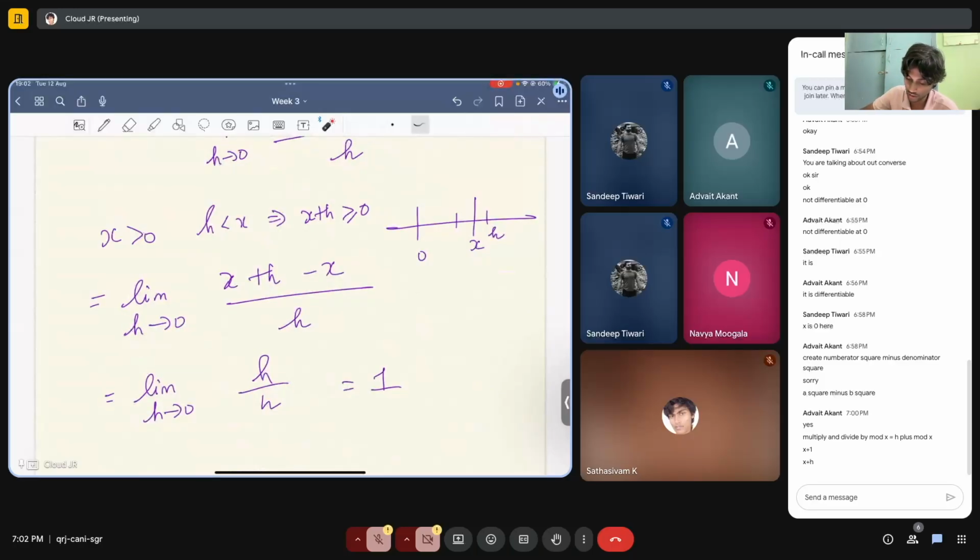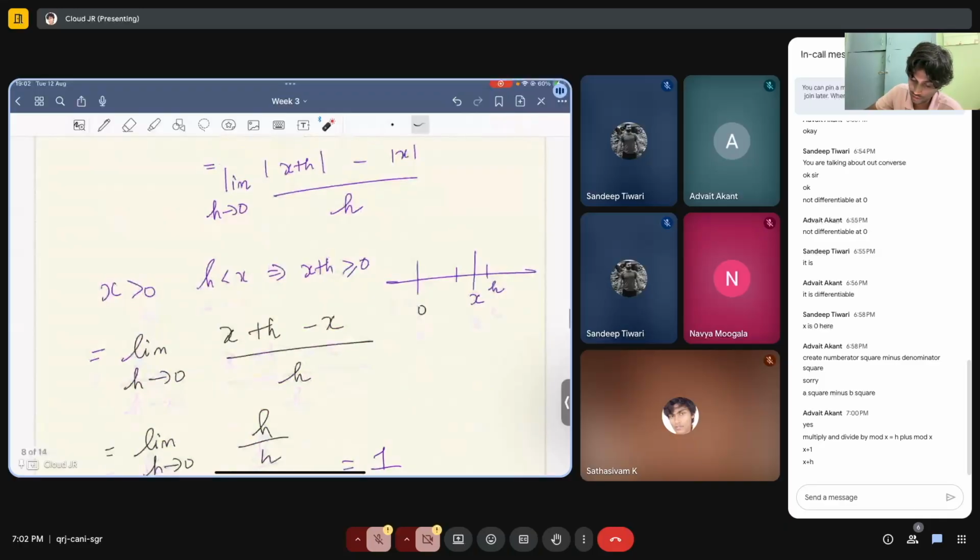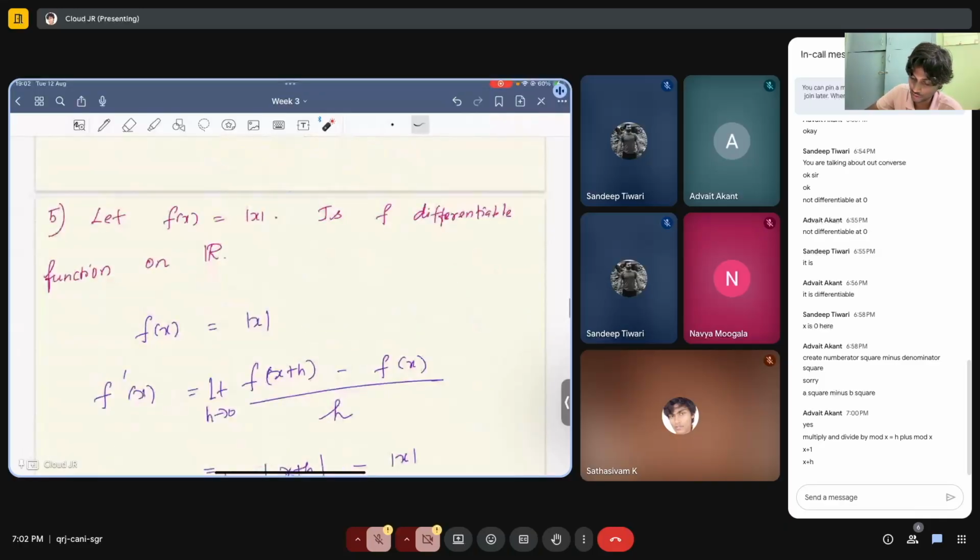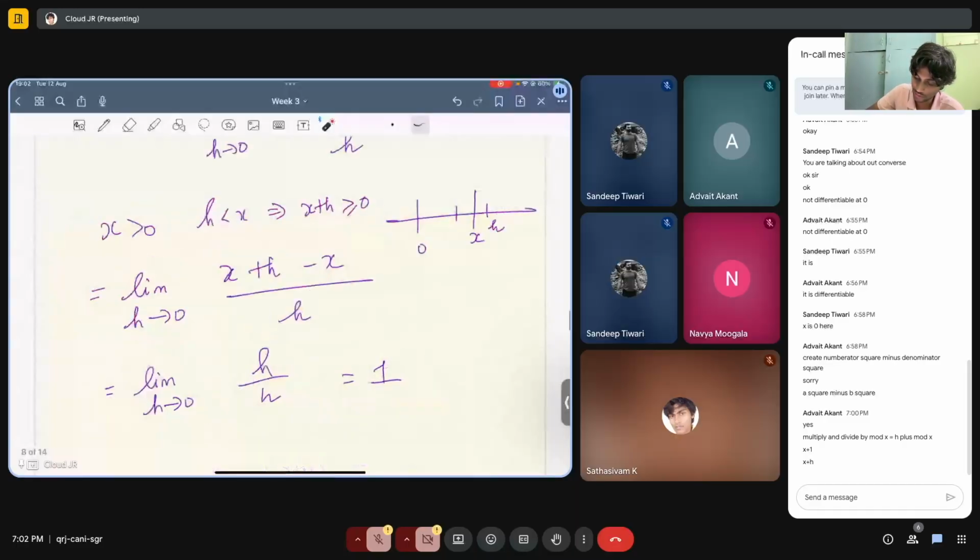Okay, and similarly you do it for when x is less than 0. We did the case where x is greater than 0, and you can do the case where x is less than 0 here. Again choose h such that x plus h is strictly less than 0. Then you replace this with the minus, proceed the same way, and you will get minus 1. That part I will leave to you as an exercise.